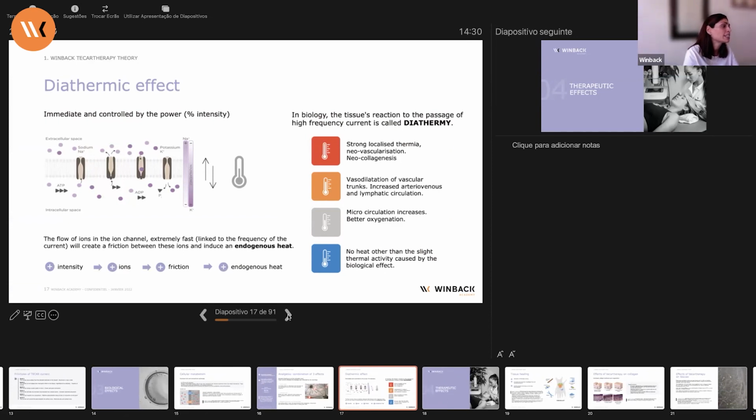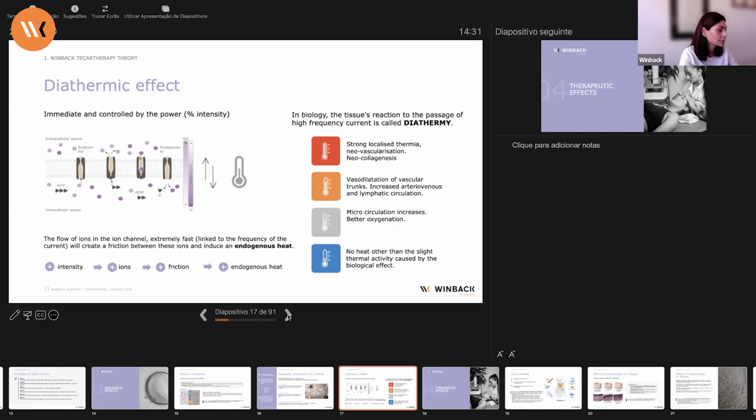The diathermic effect is immediate and it's controlled by the power. So we've seen it before, if you have more intensity, we have more diathermic effect. If you have lower intensity, we have less diathermic effect. The diathermic effect comes from the response of the ions, from the stimulation of the ions. So the flow of the ions in the ionic channel, extremely fast, linked to the frequency of the current, will create a friction between these ions and induce an endogenous heat.